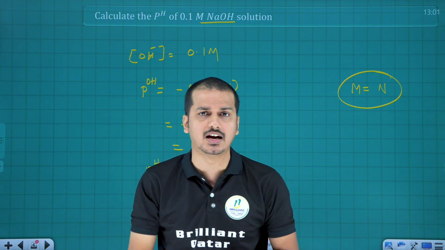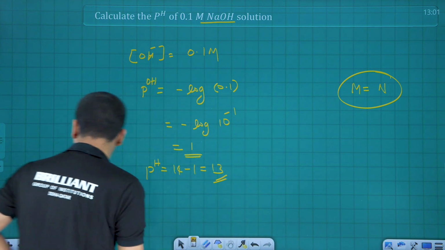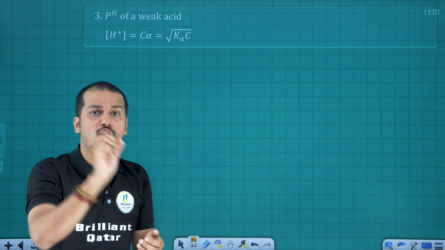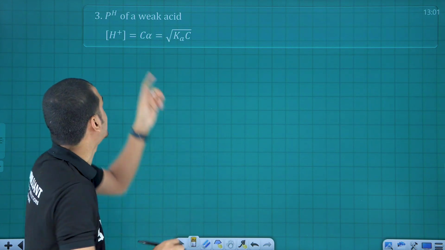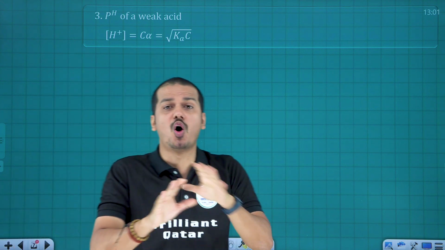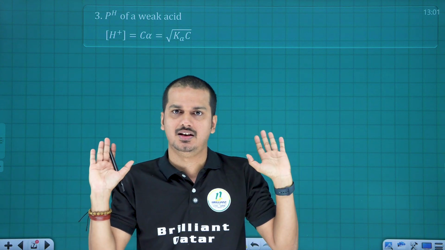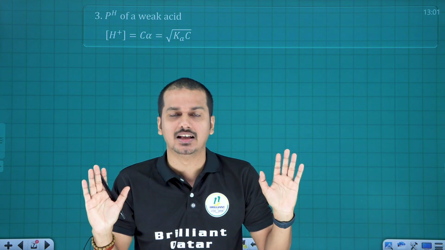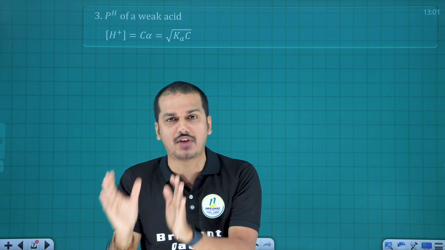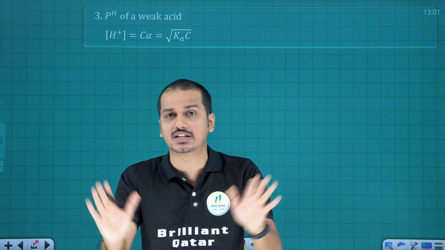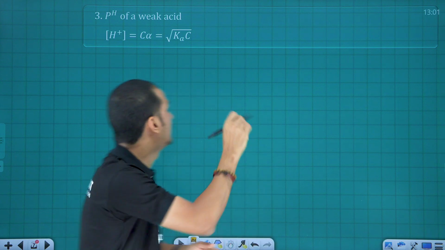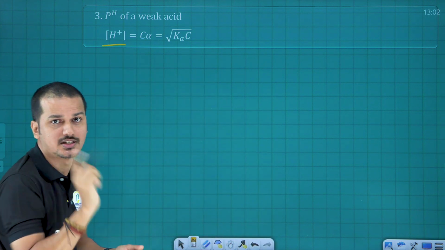So 2 methods we learned. Now let's look at the third method. What's the third method? pH of a weak acid, weak monobasic acid. In the case of weak monobasic acid, they won't dissociate completely. Then we cannot write the concentration of H plus equal to the concentration of acid, because that acid does not dissociate completely. Only alpha percentage dissociates. So that's why we take the concentration of H plus equal to what?